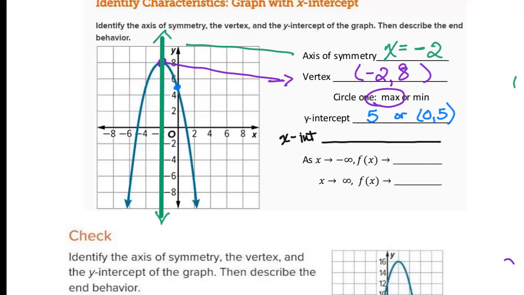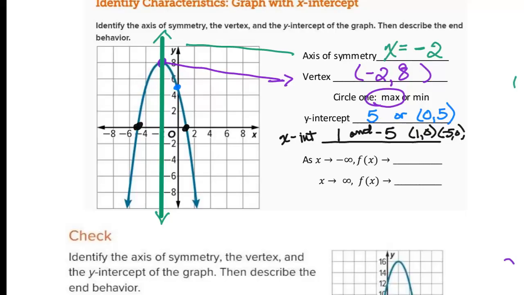It is in the middle. It's in the middle of 0 and 2. So what is this going to be? 1. Yeah, we got 1. But if you go to the other side, we also have -5 because it's U-shaped or an upside down. So 1 and -5. Or you could write it as (1, 0) and (-5, 0).